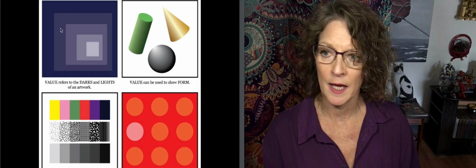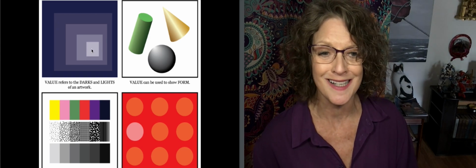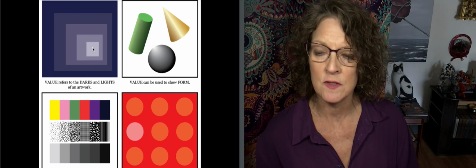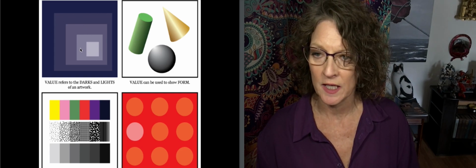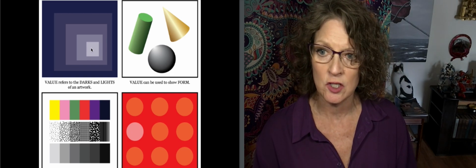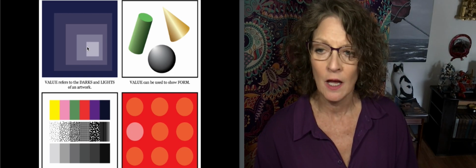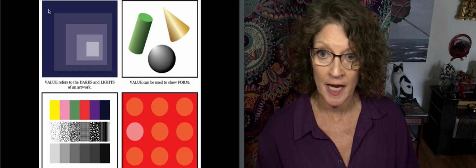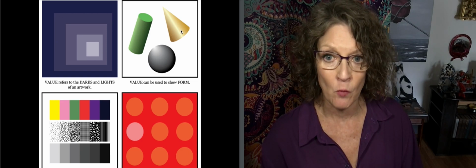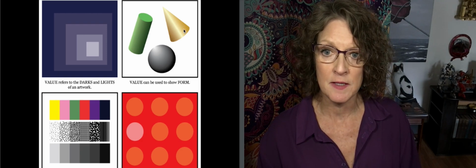A single color can exist in a number of different values. Here we have one shade of purple that is shown either with a lot of white added to it, creating what we call a tint, or black added to it, creating what we call a shade. Value can create form.